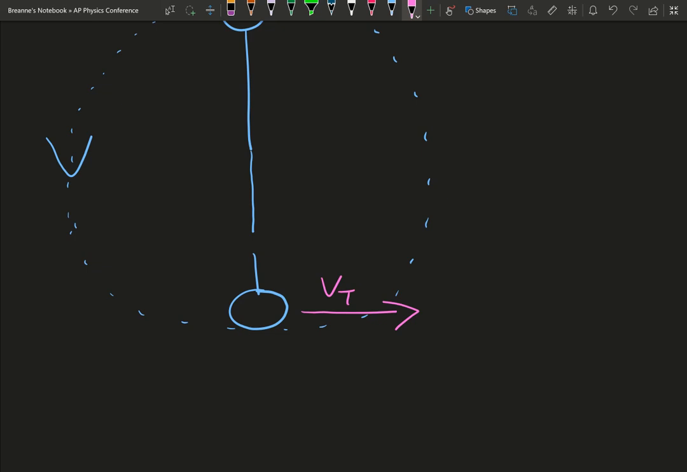The thing that was keeping it going in a circle was the tension, the force of tension. Your force of tension was your centripetal force. Without that force of tension, it's not going to go in a circle anymore. It's going to go where inertia wants it to go. An object in motion stays in motion. At that split second, the motion was to the right. So it's going to continue to the right. Now, eventually, gravity will start pulling it down. But for that split second, right when it gets cut, it's going to be moving to the right. So we would ignore this.